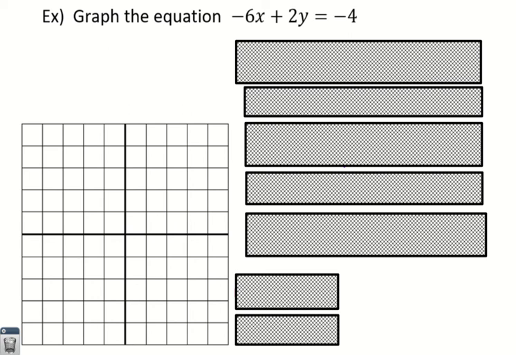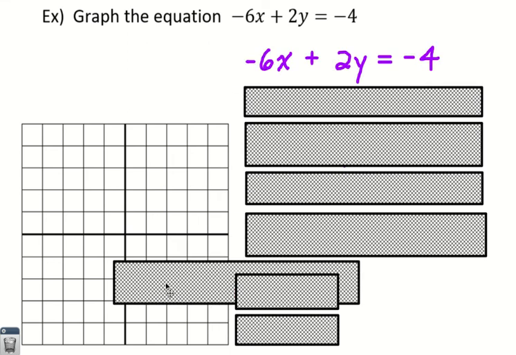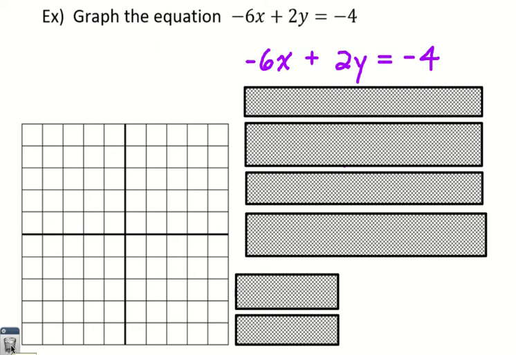We also have to graph another graphing example, but this time you'll notice negative 6x plus 2y equals negative 4 is not in that very awesome y equals mx plus b form. This is actually in standard form, ax plus by equals c. And unfortunately, in standard form, those a, b, and c values don't mean diddly squat. So our first course of action in this example is to change our standard form equation so that it's in slope-intercept form. In other words, solve for y.